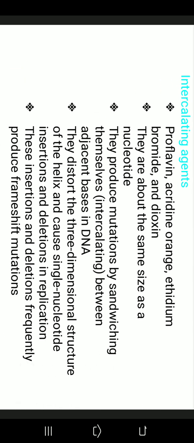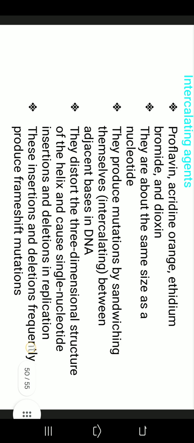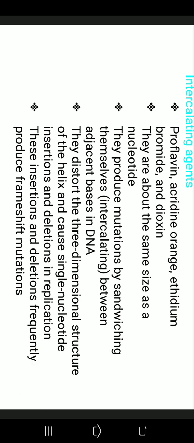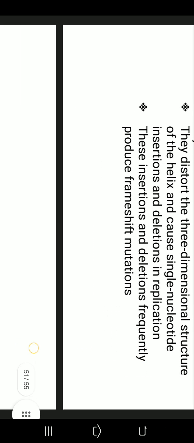Intercalating agents: proflavin, acridine orange, ethidium bromide, and dioxin. They are about the same size as a nucleotide. They produce mutations by sandwiching themselves, intercalating, between adjacent bases in DNA. They distort the three-dimensional structure of the helix and cause single nucleotide insertions and deletions in replication. These insertions and deletions frequently produce frameshift mutations.